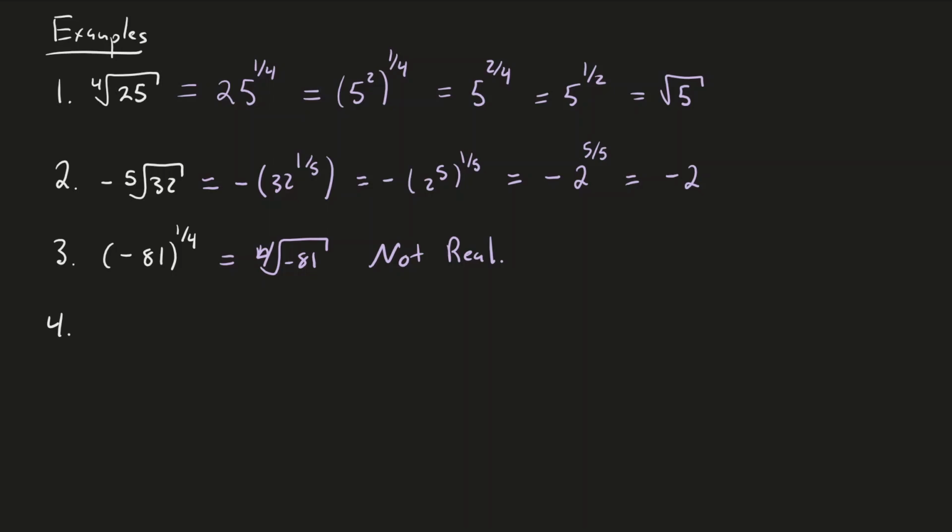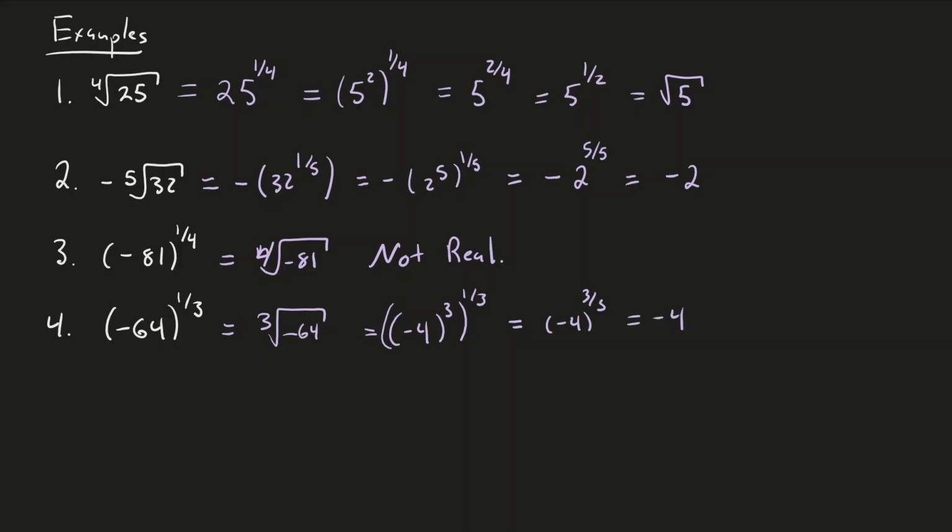All right, so 4. Let's see here. How about this one? Negative 64 to the 1/3. Well, just computing that, that looks an awful lot like the cube root of negative 64. So that's real. We're all set. So I'm just going to keep going with this. So 64 is equal to 4 cubed, because I'm looking for a cube root, but it's negative 64. So I'm going to say that this is equal to negative 4 cubed. We still have that 1/3 hanging out on the outside. So in this case, this is equal to negative 4 to the 3/3, which is equal to negative 4.